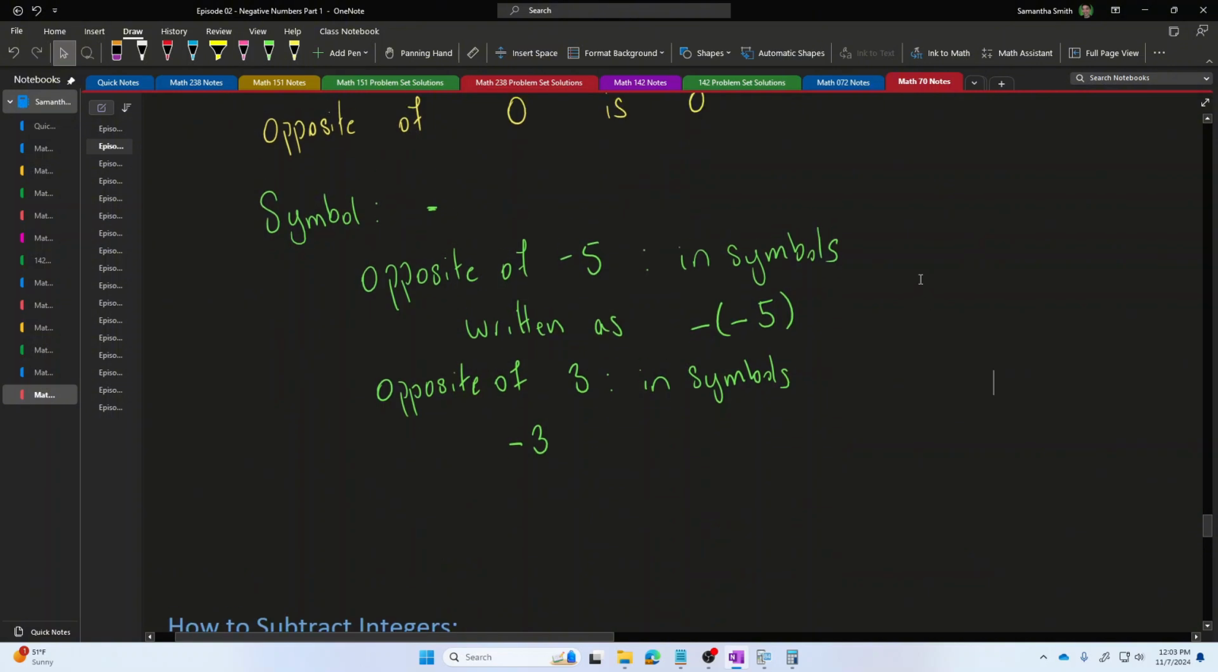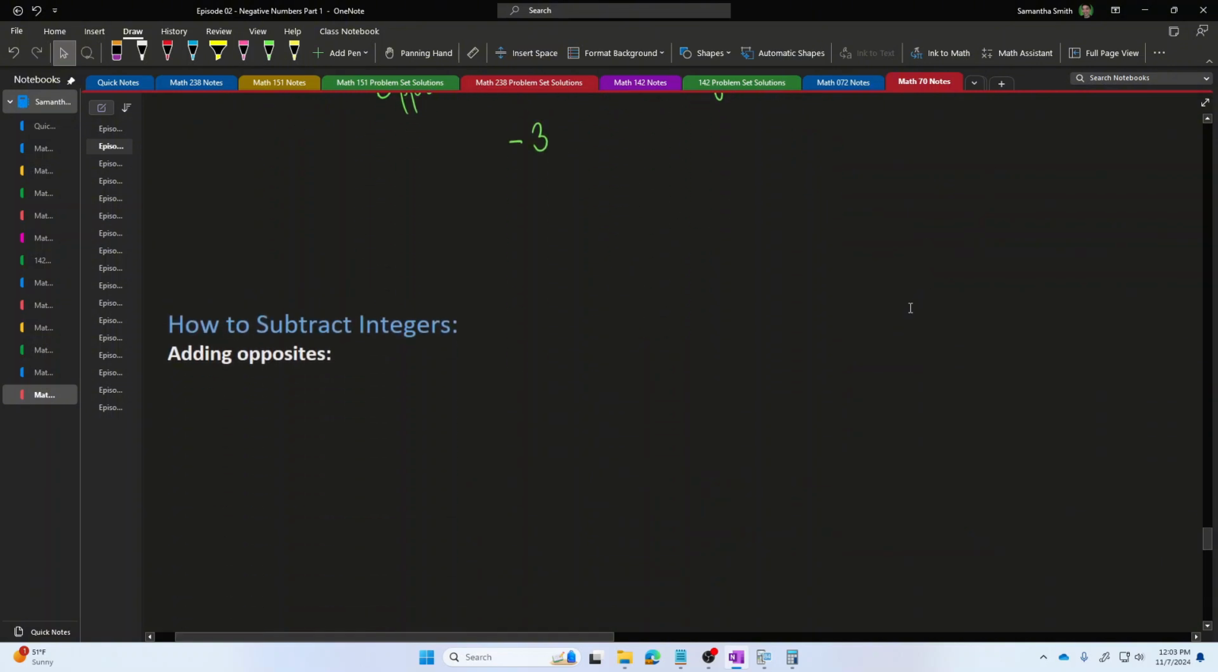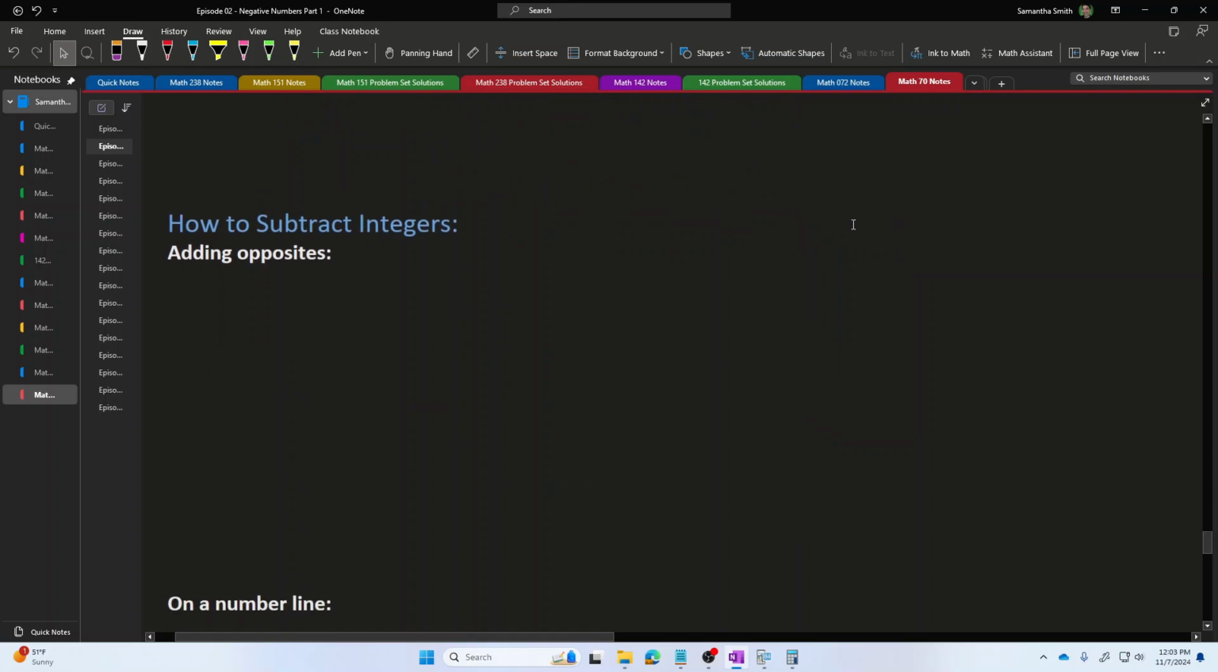Now that we know about opposites, we can talk about how we subtract integers. And the secret is that if you know how to add integers together, like we talked about in part 2, you automatically also know how to subtract integers. Because if you want to subtract integers, for example, if you want to take 5 minus negative 3, then you can complete 5 minus negative 3 by just adding the opposite of negative 3.